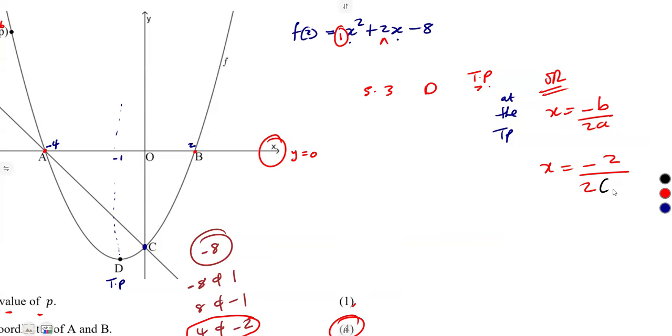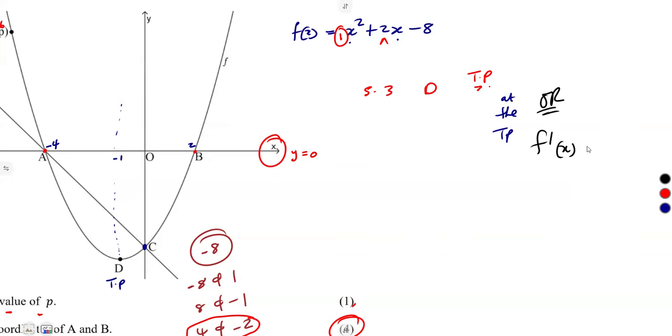So that is a positive 1 here. And our x was going to be negative 2 over 2, which is negative 1. Or you can also use the derivative concept. There are so many ways that you can actually use. The first derivative of f with respect to x is supposed to be equal to 0 at the turning point.